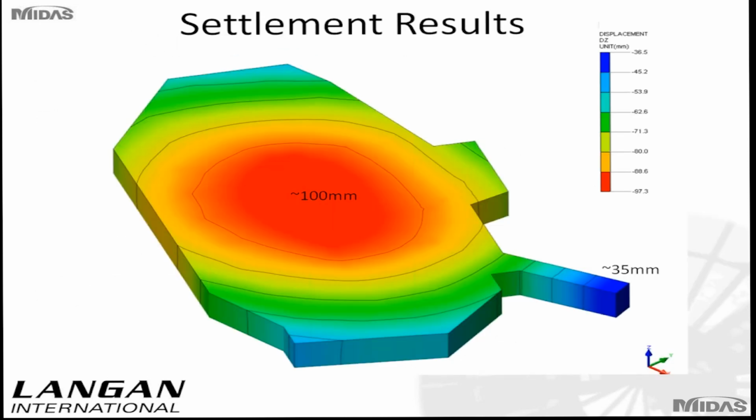Some of the results in our example: here we see settlement contours for the raft, and these contours are typical of a flexible foundation where you have highest settlements at the center and smaller settlements at the edges. Even though this looks like a flexible foundation, it's a 4-meter thick raft, keep in mind. At the center we expect about 100 millimeter settlement, and at the extreme edge about 35 millimeters.